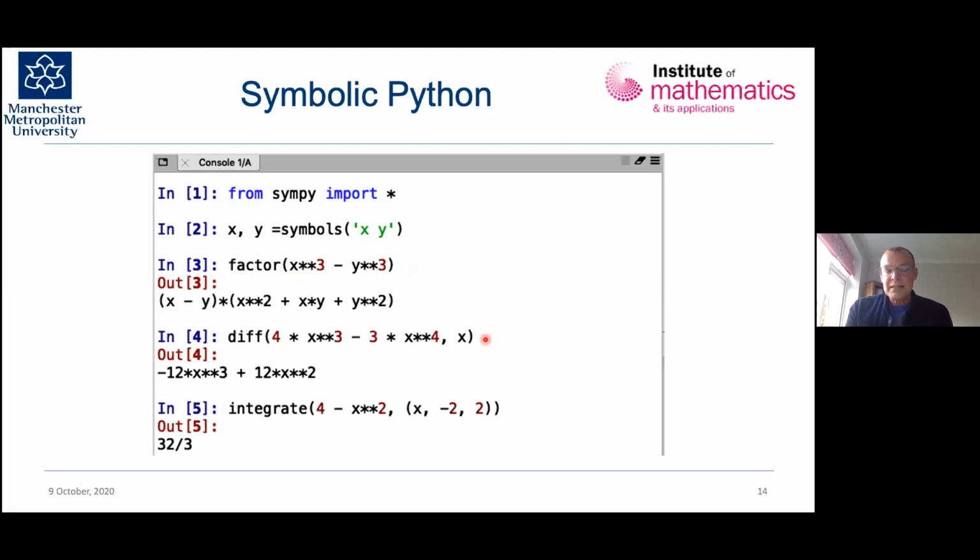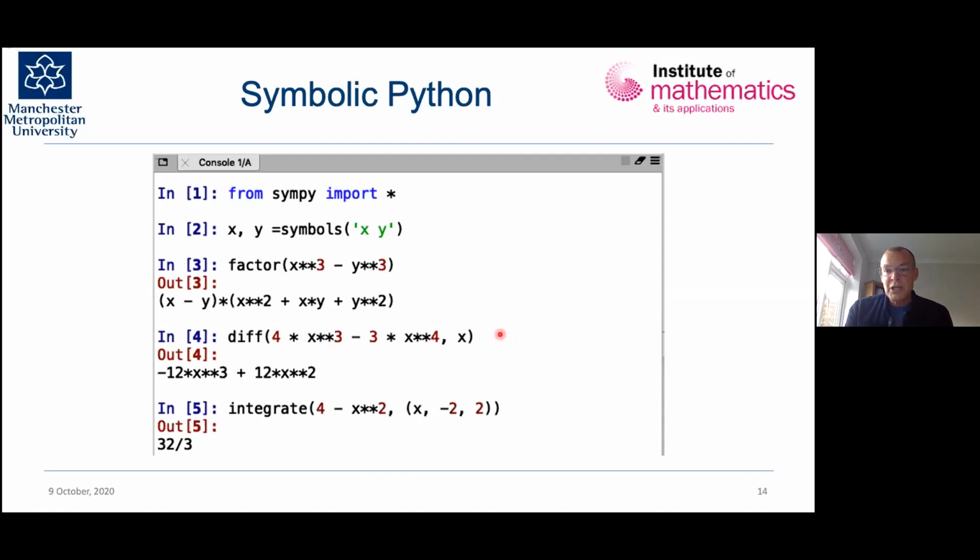From within the SymPy library, we've also got the function diff, so we can differentiate. So we differentiate the polynomial 4x cubed minus 3x to the 4 with respect to x. I should say this diff command, you can also do partial differentiation as well. So we can differentiate with respect to x and y if you wanted to.